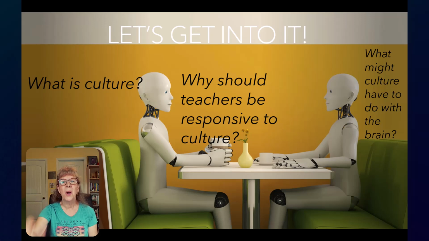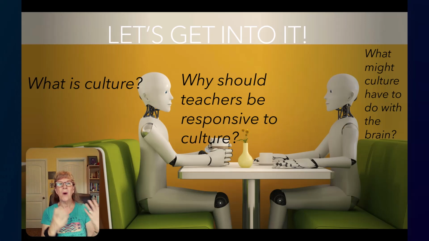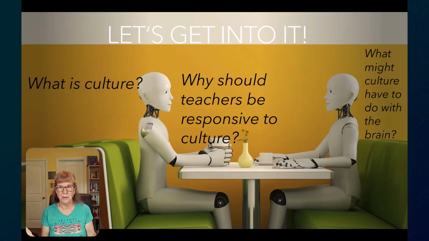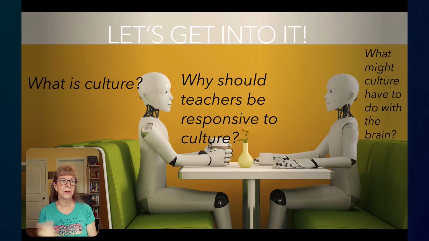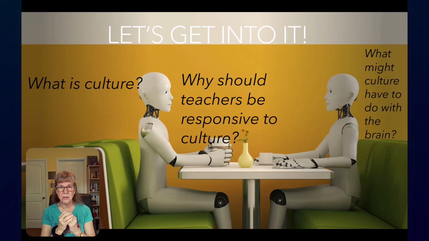What is culture? Why should teachers be responsive to it? Why do we have a book that focuses on culture and not just learning in general? Well, it's really important because as you're going to learn from this book, it can impact how teachers view their students and how students think they are perceived by others, whether it be their teacher or their classmates. It also impacts how students view themselves and their potential to learn. So it's really important that we understand the impact of culture and what it means for us as teachers.